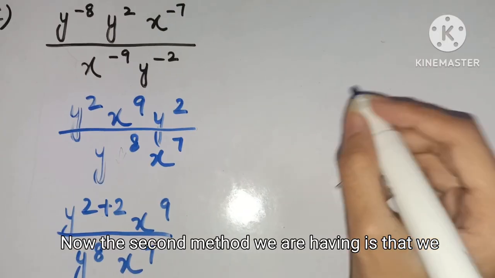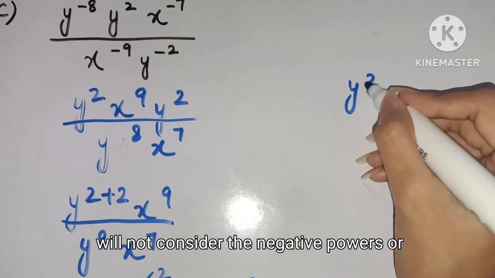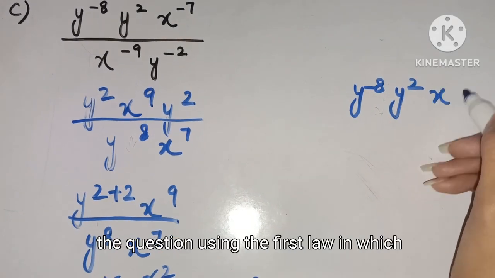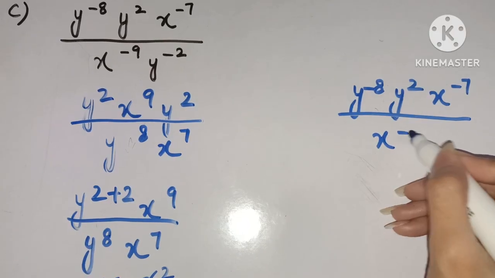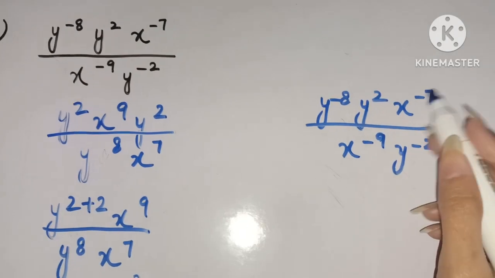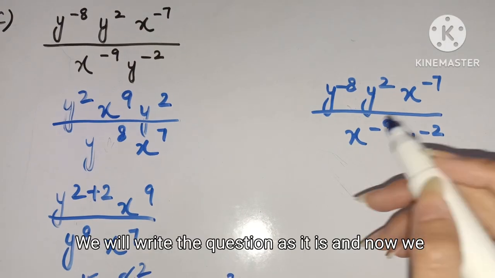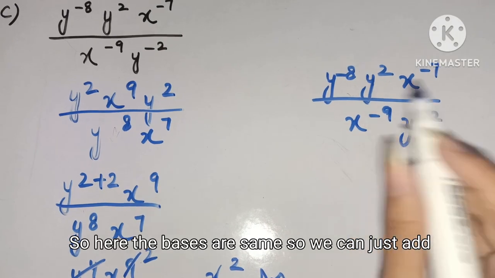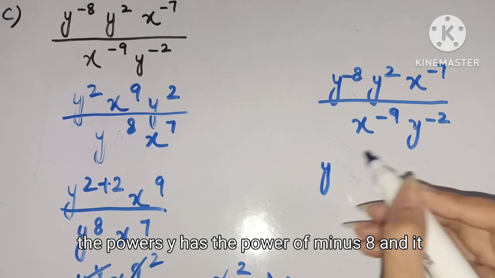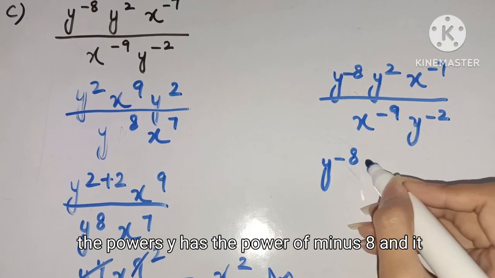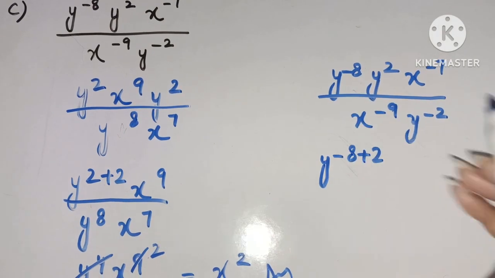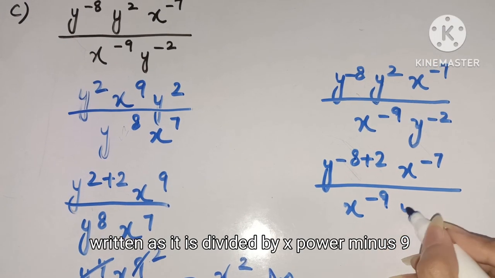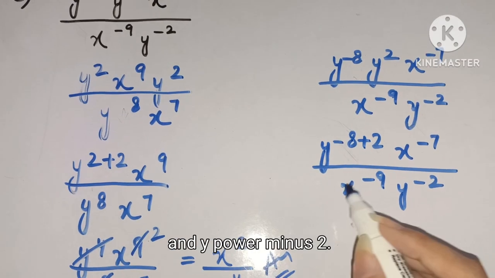Now the second method we are having is that we will not consider the negative powers or the positive power. We will just try and solve the question using the first law, in which we simply add the powers when the bases are same. So we will write the question as it is, and now we will start solving it. So here the bases are same, so we can just add the powers. Y has a power of minus 8, and it will be added with the 2. So minus 8 plus 2, and x power minus 7 will be written as it is, divided by x power minus 9 and y power minus 2.